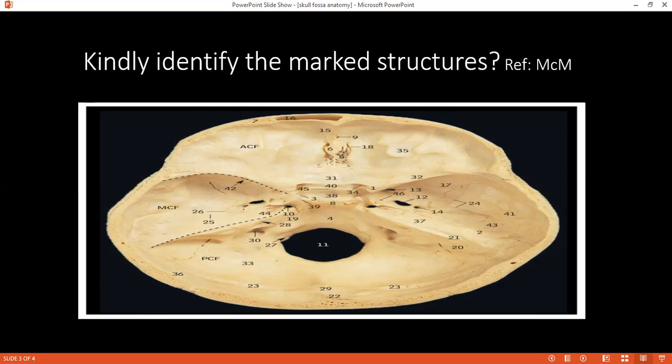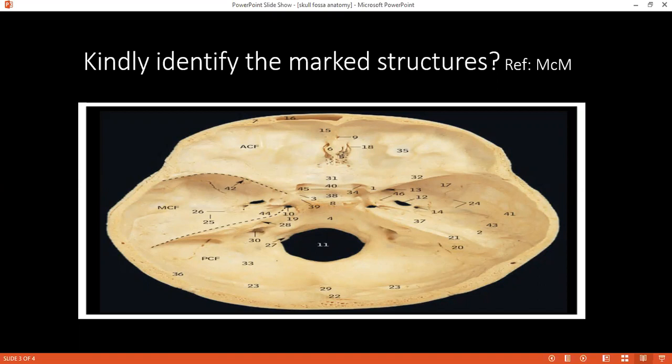The base of the skull can be divided into anterior cranial fossa, middle cranial fossa, and posterior cranial fossa. How would you divide them? What is the demarcation line? Okay, in other words, can you tell me the boundaries of the anterior cranial fossa first, please?